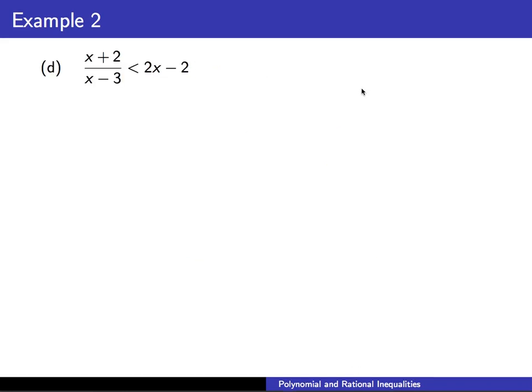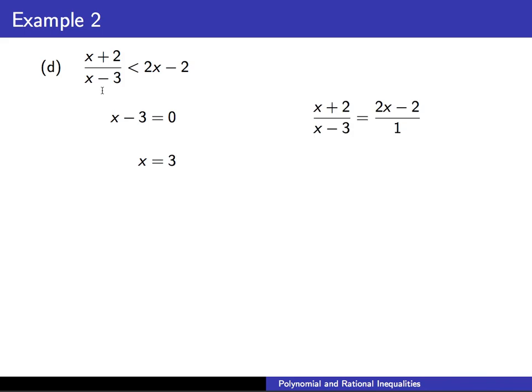All right, example 2, part D, we have x plus 2 over x minus 3 is less than 2x minus 2. So we're going to start with our denominator. X minus 3 equals 0 means x equals 3. So that's going to be an open circle because we do not want to plug in a 3 for x. That'll cause our denominator to equal 0. So now let's treat the original inequality like an equation. X plus 2 over x minus 3 equals 2x minus 2 over 1. Again, we can multiply both sides by x minus 3 to clear out our fractions. You could also do the cross multiplication thing.